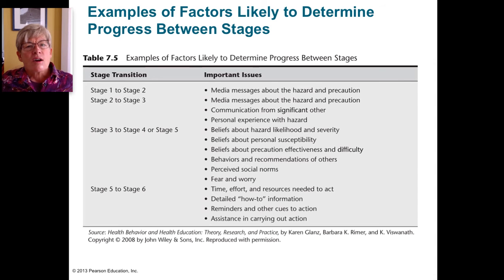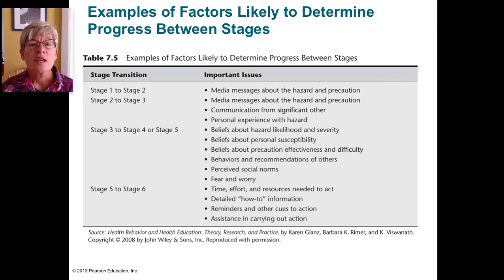And some of the things that are likely to determine progress between stages using this model are a little bit different. From stage 1 to 2, the important issues would be media messages about hazard and precaution. Then we move into communications from significant others. This is, and you're going to see this on the video, when you actually have people that are highly respected that come out and speak about these issues. It might be the Surgeon General of the United States, it might be a celebrity, it might be your local physician or public health people.